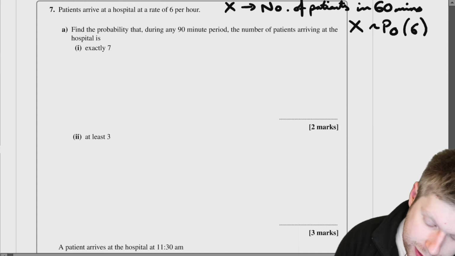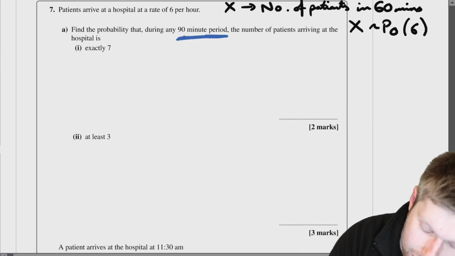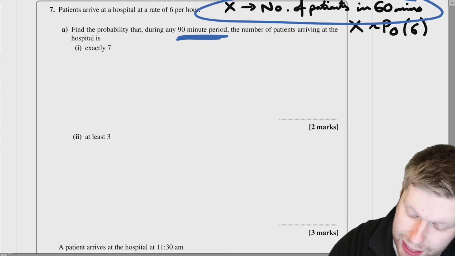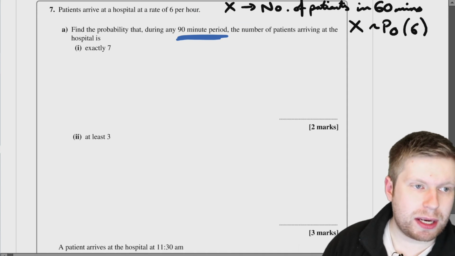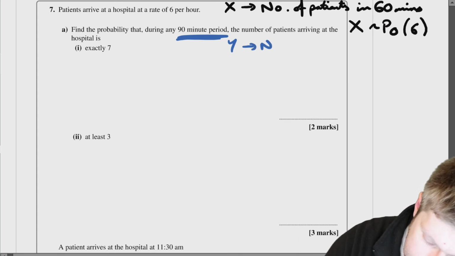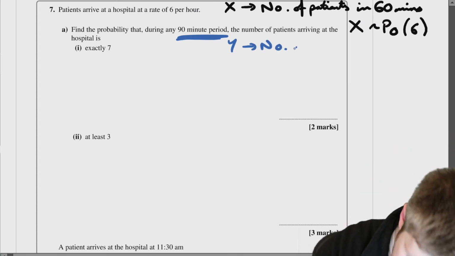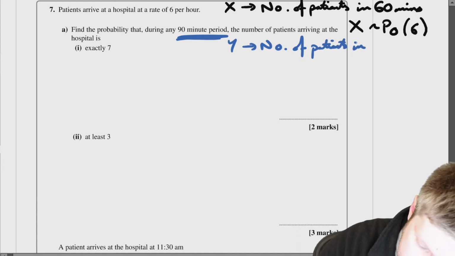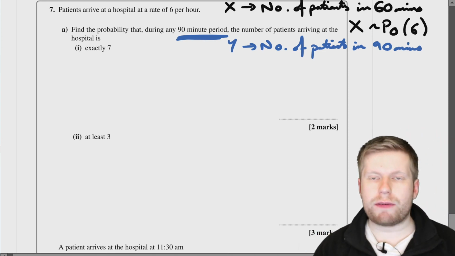Now we need to find the probability that during any 90-minute period, this is interesting. So now we're looking at a 90-minute period. So our definition of our random variable for X is a 60-minute period, but we're changing it because we're now looking at a 90-minute period. So let's use a new random variable now. So Y is, instead of the number of patients in 60 minutes, going to be the number of patients in 90 minutes instead. So that's really important.